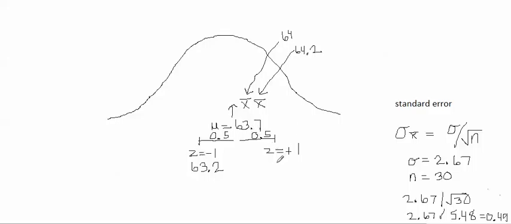If I took a random sample of 30 and I got a sample mean of 64.2, it would be one standard error above the population mean, which would mean that this sample mean would have a z-score of +1. The z-score of a sample mean actually has a formula. It's the sample mean minus the population mean, over the standard error, which is just sigma over the square root of n, the short formula for standard error.